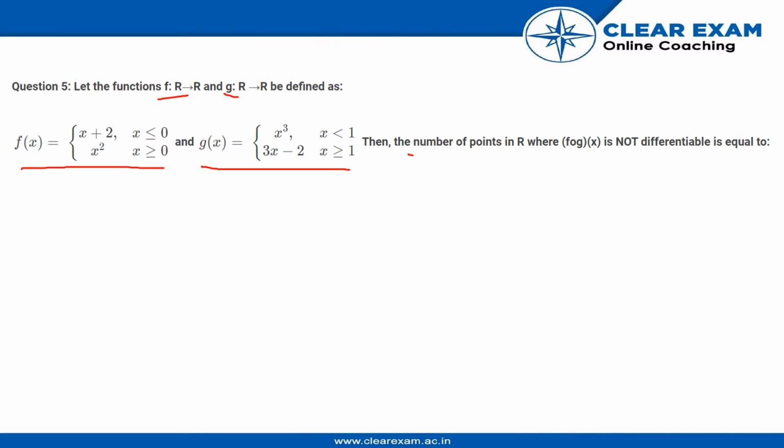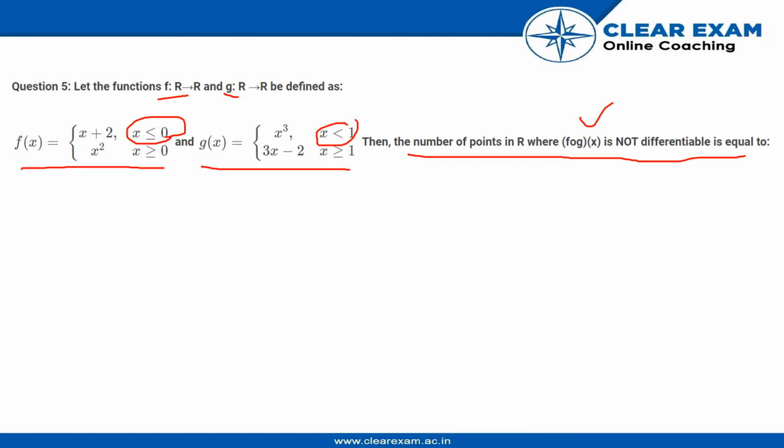We need to find the points in R where f of g of x is not differentiable, meaning they can be continuous but their differentiation should not be equal. So what we do is we put the functions of g in the functions of f because we need f of g of x. And how do we do that? We are going to look at the domains provided to us.